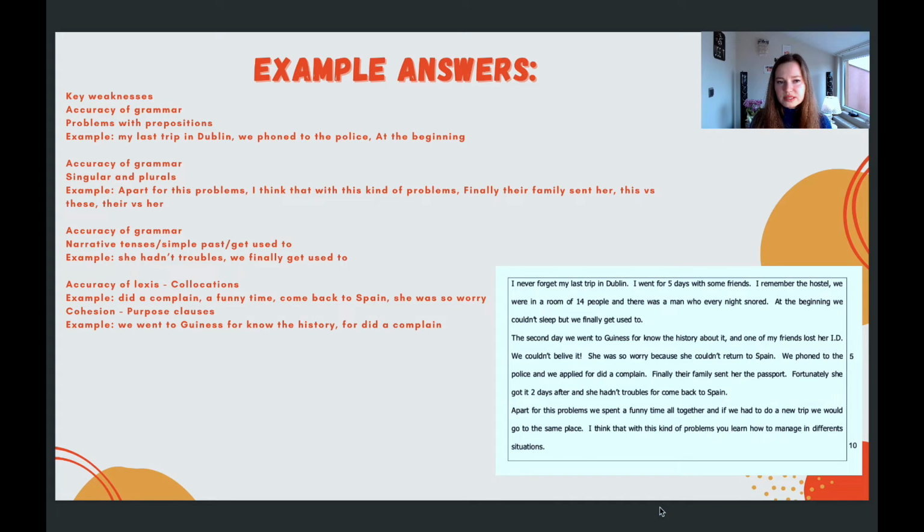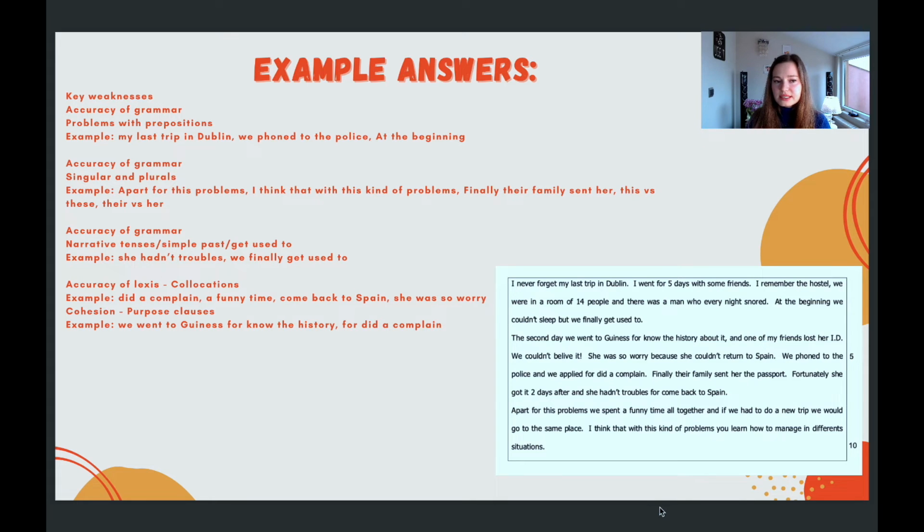And we can see here there is a problem: "She had troubles, and we finally got used to." We have also some issues with accuracy of lexis, and it refers to collocations. We need to be specific as well here. So we need to mention not just accuracy of lexis, but be specific where exactly the weakness is. And the weakness is with the collocations. So examples: "did I complain?", "A funny time. Come back to Spain.", "She was so worried." We can see that these are the collocations that are not used accurately.